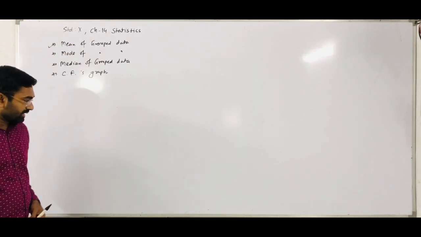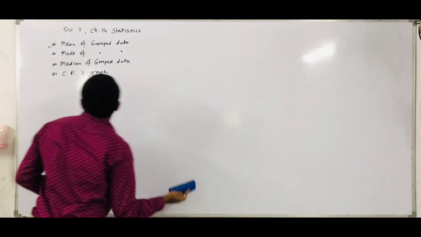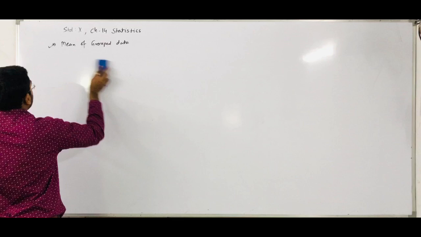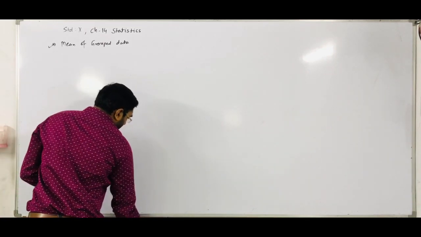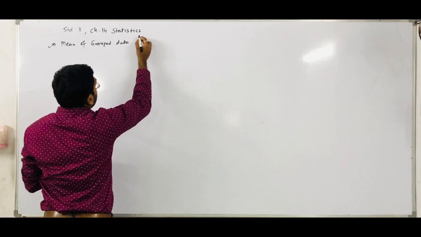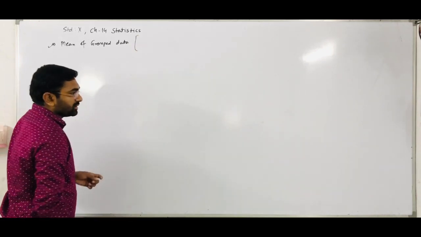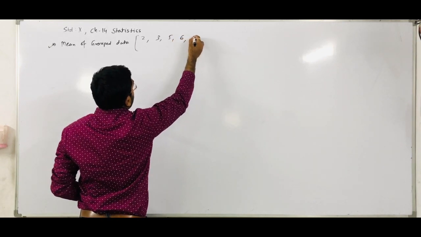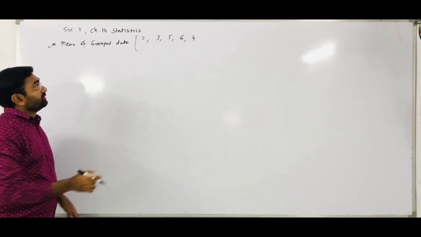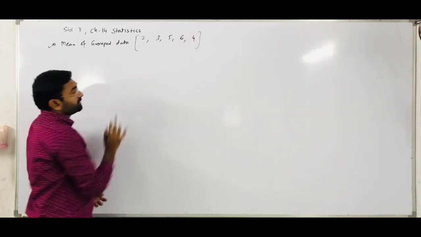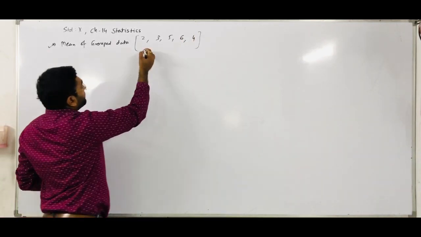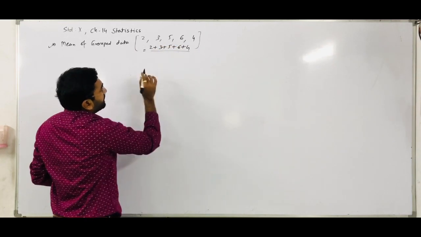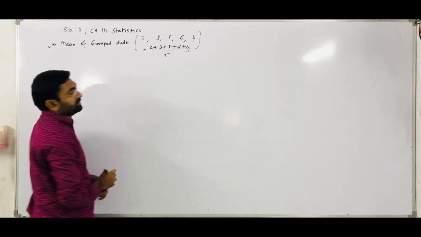How can we find it out? That thing we start, mean of grouped data. Okay, now see, mean we already studied in the previous standard. So what does mean mean? Suppose I give one example. Suppose I give 5 observations: 2, 3, 5, 6 and 4. If I say find the mean of the given observations, what do you do? You add them: 2 plus 3 plus 5 plus 6 plus 4, divided by the number of observations. There are 5 observations.